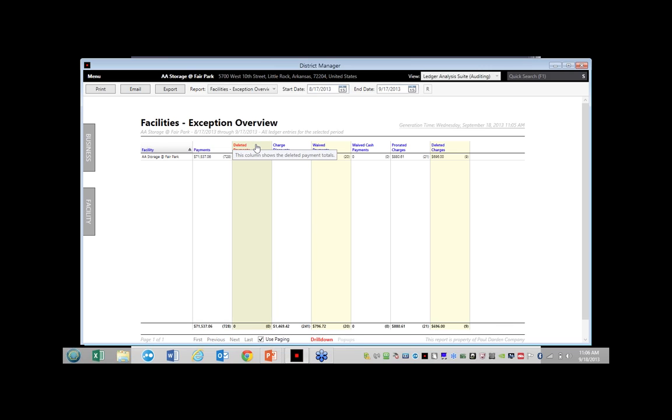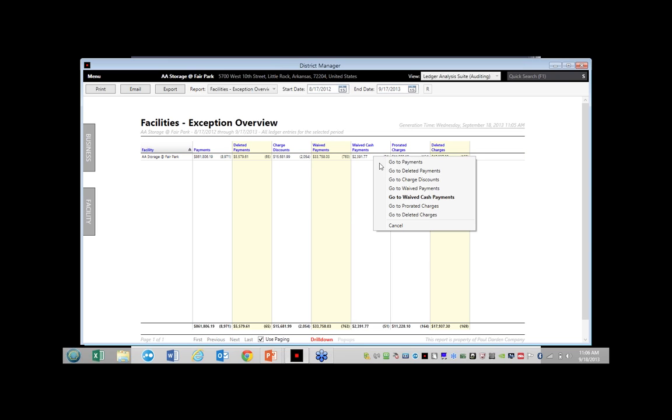Let me do this. I'm going to move this date back, and we're going to look at a really good example of finding where cash may have been deleted. Now, here are cash payments over the years that have been deleted. We want to examine those and figure out why. So we go to cash waived payments, and then we can get a list of the various types of things that have been waived.